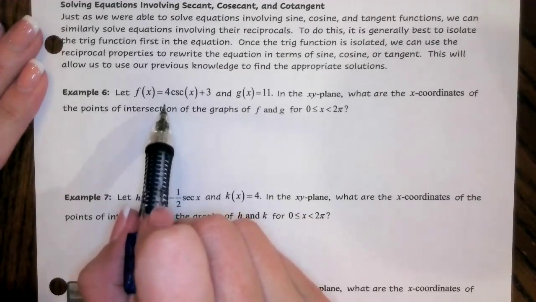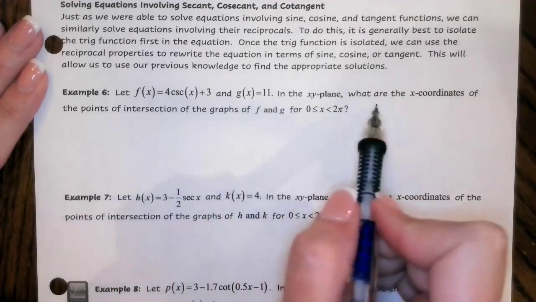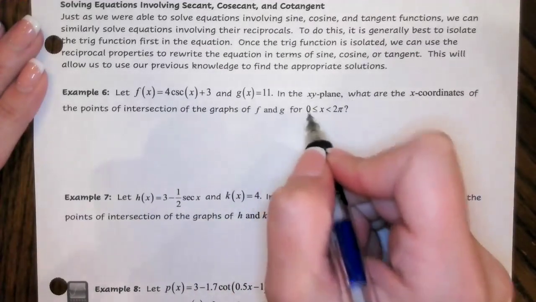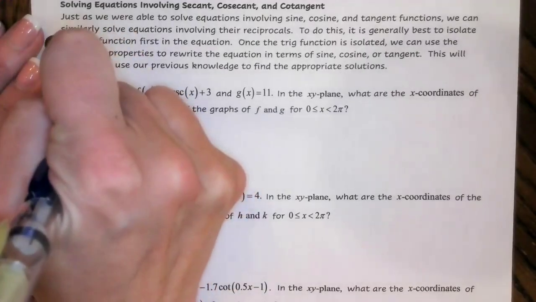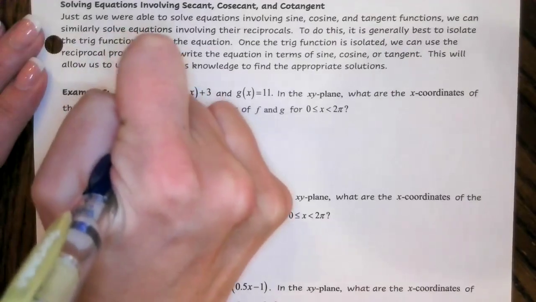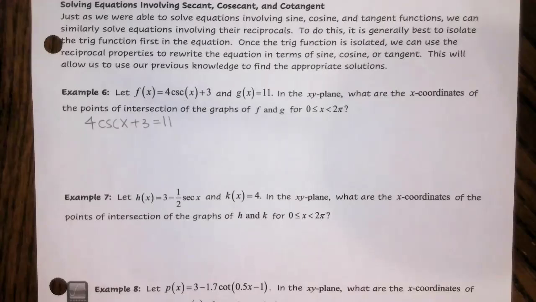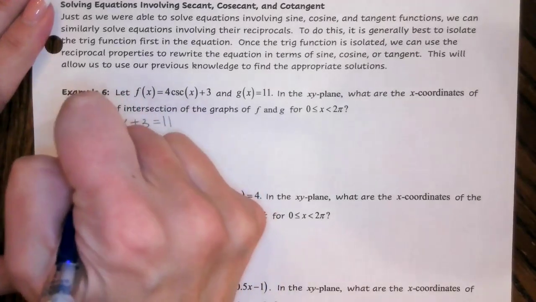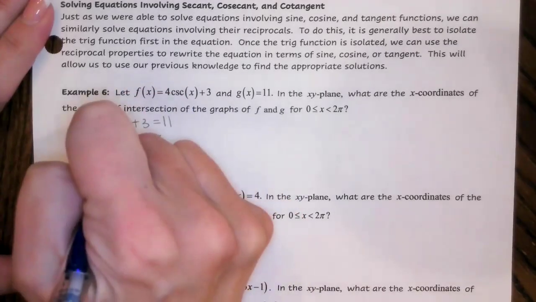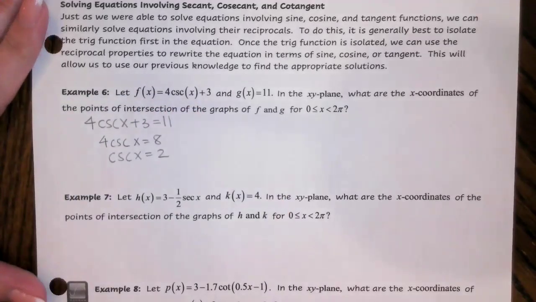Just like we did with the sine, cosine, and tangent, we have f of x is 4 cosecant x plus 3, and g of x is 11. What are the x coordinates of the points of intersection? And of course, you really want to look at that interval so that you know where you're getting your answers from. So I take 4 cosecant of x plus 3, and I set it equal to the 11. Now we're going to solve just like normal, so I subtract that 3. And then we divide by 4, and we get 2.